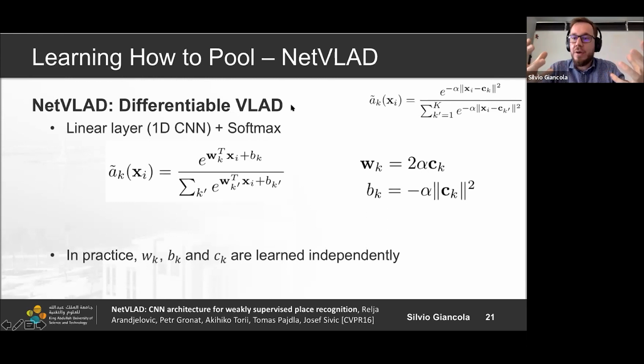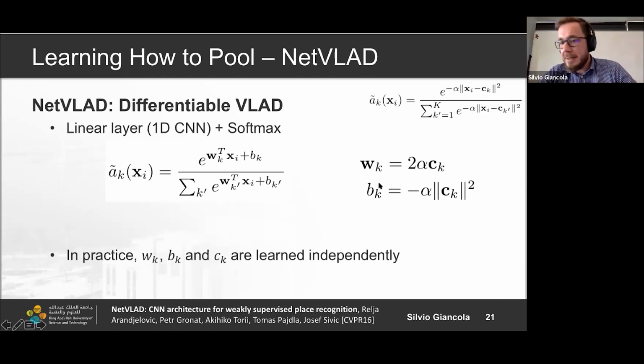specific module, it's a layer at the end, is that they take that specific formulation that you have here and they define W_k, a matrix W_k, where W_k is 2 alpha c_k and b_k is basically minus alpha norm of c_k squared. And if you plug that in here, basically you can simplify this square by splitting the different terms of that specific term into a W_k and a b_k. That, guess what, is just a set of weights and some bias.